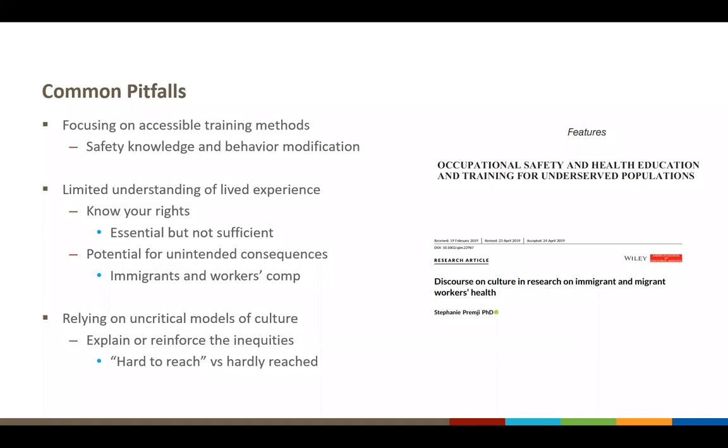And so, it's important for us to remember, well, I guess it's not surprising that we have uncritical models of culture integrated in occupational safety and health, because, as I mentioned, it's evolved into a largely technical field that the social sciences are not highly prevalent in. And so bringing that social science perspective is going to be essential.